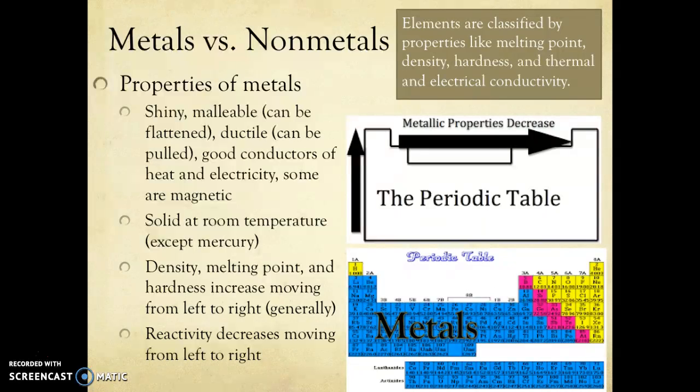In general, density, melting point, and hardness will increase when you go from the left of the table to the right, generally speaking. And reactivity, as you're going from left to right, actually decreases. So as you go further to the right side of the table, those elements are less reactive than the ones on the left.